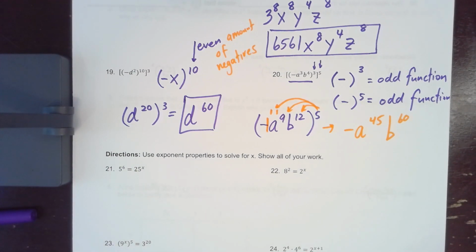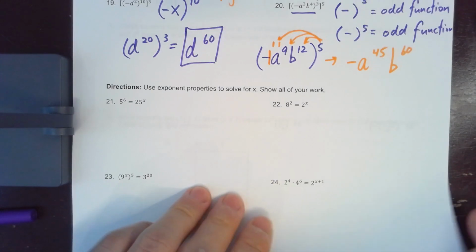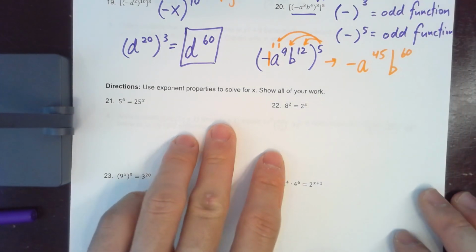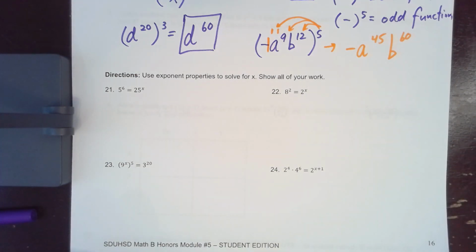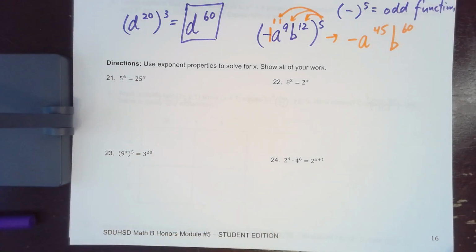Okay, now let's move on to something like 21 through 24. Realizing this is a pretty long lesson, I'm just going to make a long video, and maybe we'll cut it up and have you watch it in multiple sections. But 21 through 24 says, use exponent properties to solve for x. Show all of your work. 5 to the 6th power equals 25 to what power?